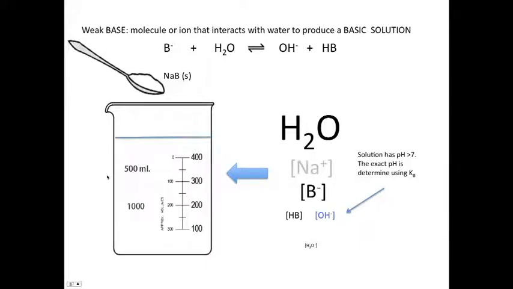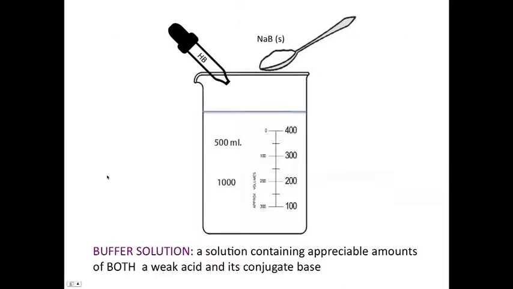Those pictures and concepts should seem very familiar. So what does it mean to have a buffer? Well, the buffer solution is created if we do something like this. Instead of having just the weak acid or just the weak base and letting them set up their own equilibriums, we actually start with both of them. You can see the definition below. A buffer solution is a solution containing appreciable amounts of both the weak acid and the conjugate base.